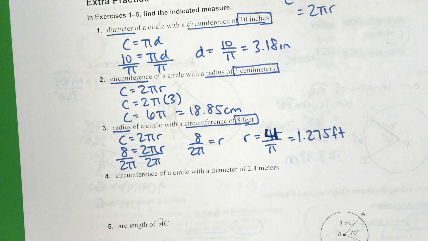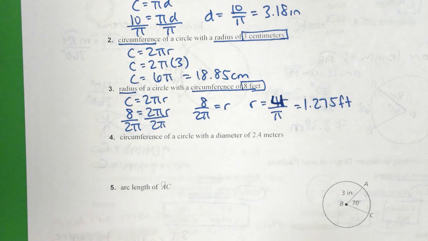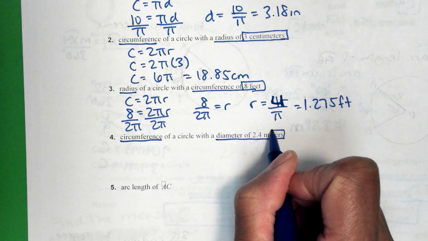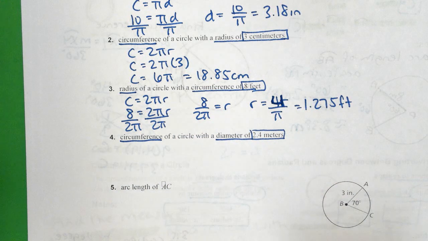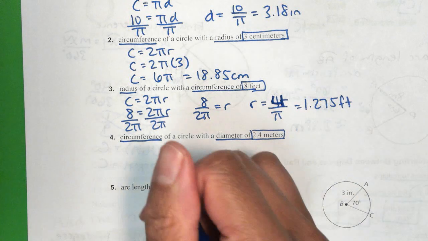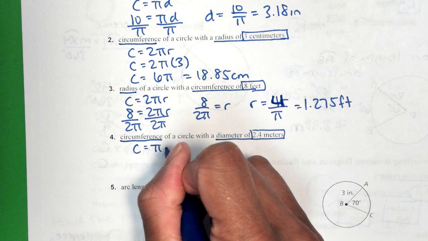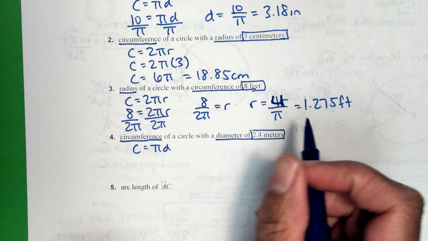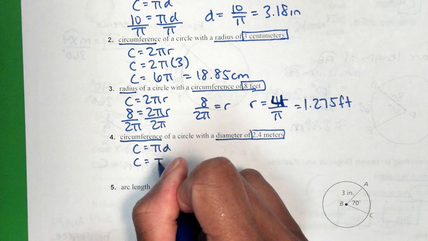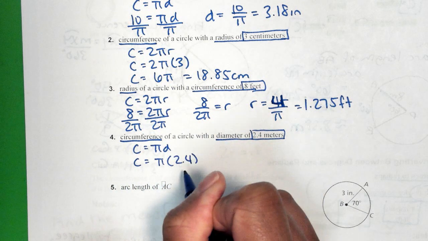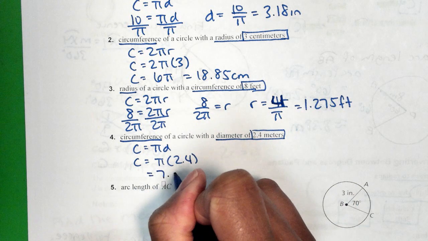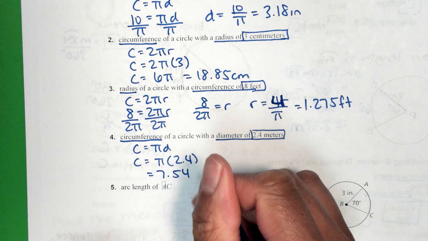Our next one, number 4, I'm going to move this up some. We need to find the circumference of a circle with a diameter of 2.4 meters. So this time we're going to use pi times diameter. So circumference equals pi times the diameter, and the diameter is 2.4, so the circumference is pi times 2.4, and if we were to type this into our calculator, we end up with 7.54 meters.